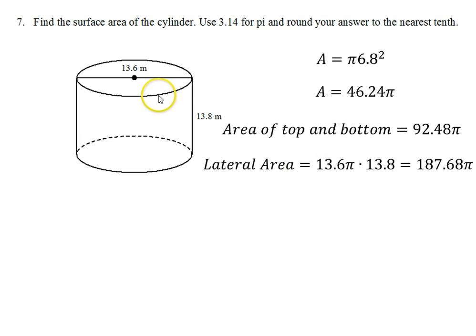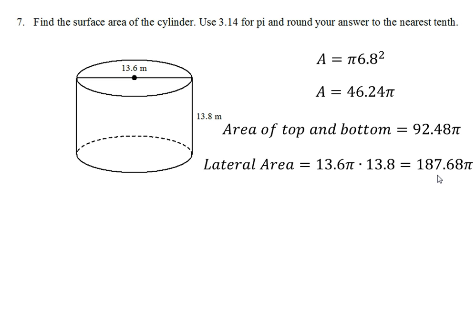13.6 pi is the circumference of the circle. If we flattened out this cylinder, like a label around it, the lateral area would form a rectangle, and that rectangle would have a width of 13.6 pi, the circumference of the circle. The rectangle wraps around the circle completely and exactly, which gives us 13.6 pi for the width. The area of a rectangle is 13.6 pi times 13.8, which gives us 187.68 times pi.